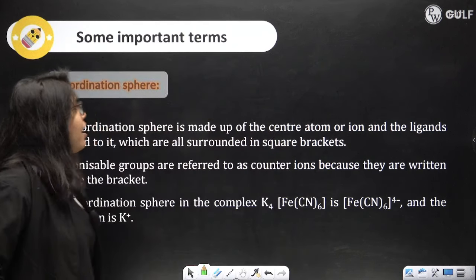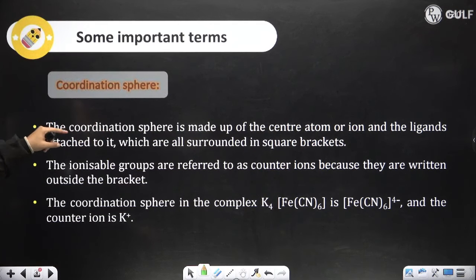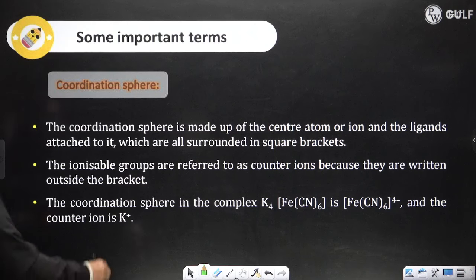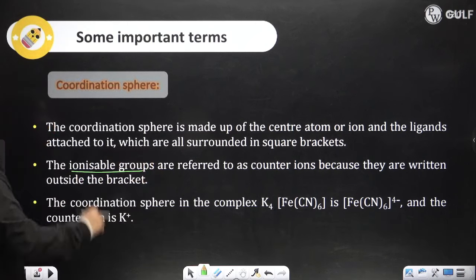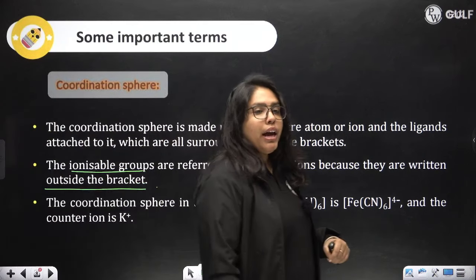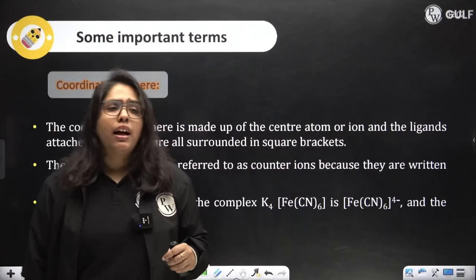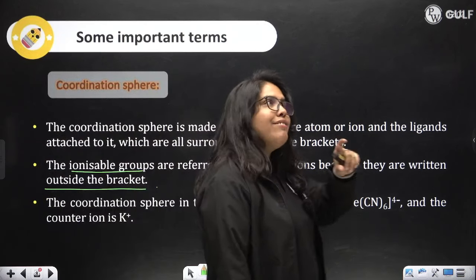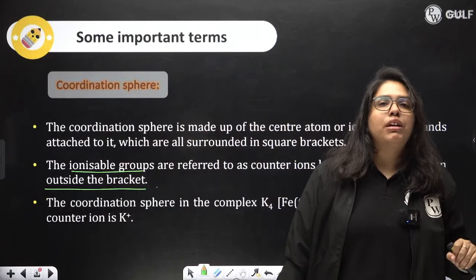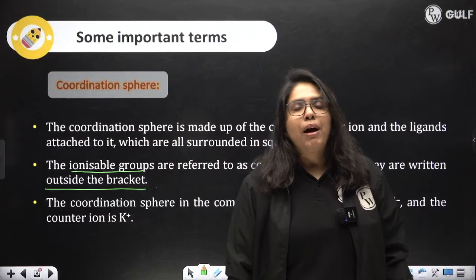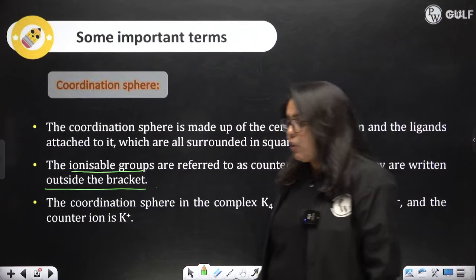And this acts as a demarcation, a boundary. The coordination sphere is made up of the center atom or ion and the ligands attached to it, which are surrounded in square brackets. The ionizable groups are referred to as counter ions because they are written outside the bracket. So everything that is present outside the bracket becomes a counter ion. Inside the bracket becomes a part of the coordination compound. I hope that is clear.